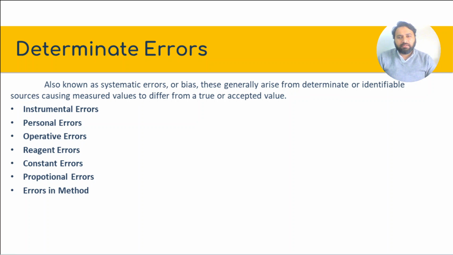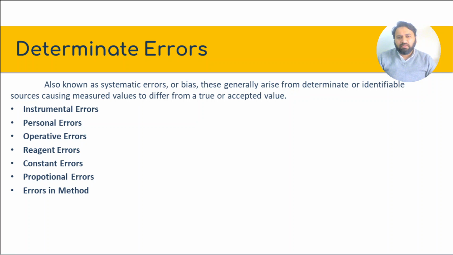Now constant errors. Remember, we are talking about the determinate errors, and these determinate errors are the avoidable errors which we can avoid by taking precautions, by calibrating the instruments, by taking high quality reagents. Now the constant error. The constant error remains constant throughout the pharmaceutical analysis, irrespective of the amount or the volume of the sample which is used.